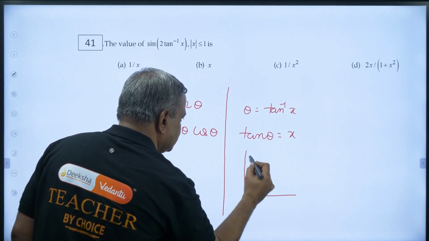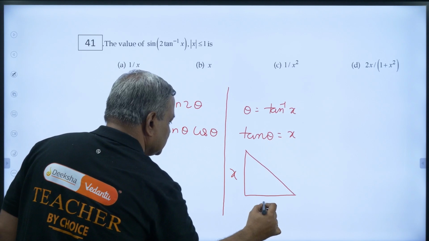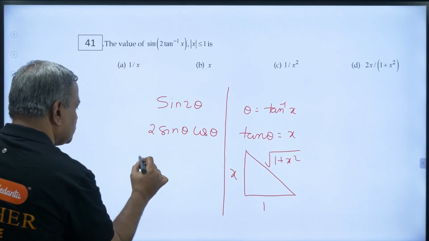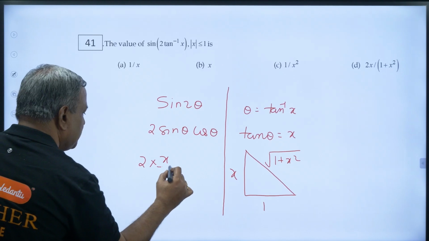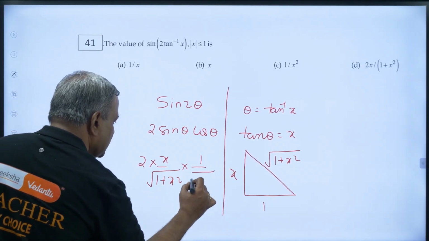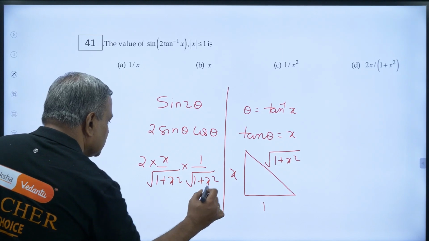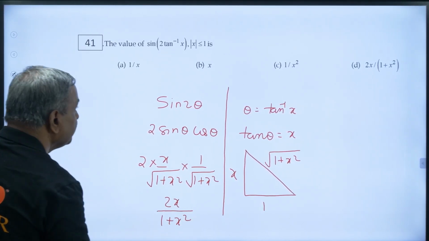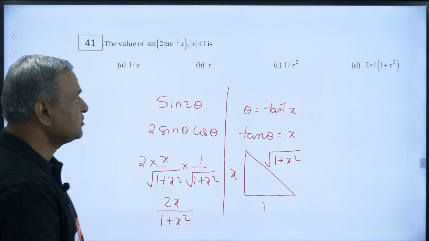Take a triangle. This is x, this is 1. This will be under root of 1 plus x square. Thus sin theta will be x by root 1 plus x square, and cos theta will be 1 by under root of 1 plus x square. So finally we get 2x by 1 plus x square, option D.